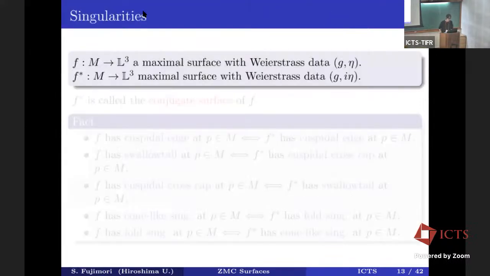So this happened. And also, as some people already mentioned, let me recall one more time. Okay. Let F be a maxface. A maximal surface with Weierstrass data g and eta. Then we can take the conjugate. The conjugate surface means the Weierstrass data g and i eta. So we have the same g and same M, but eta is different. We multiply by i. Then we denote this surface by F star. And F star is the conjugate surface.